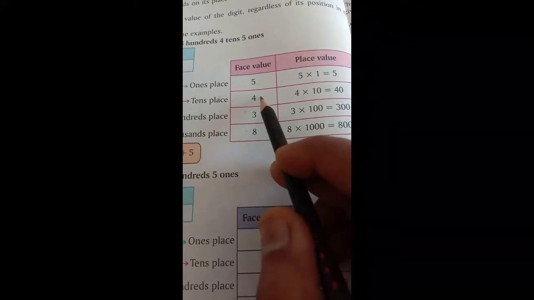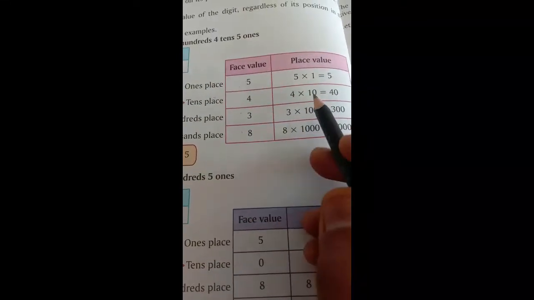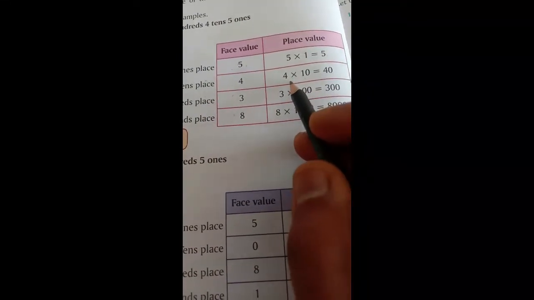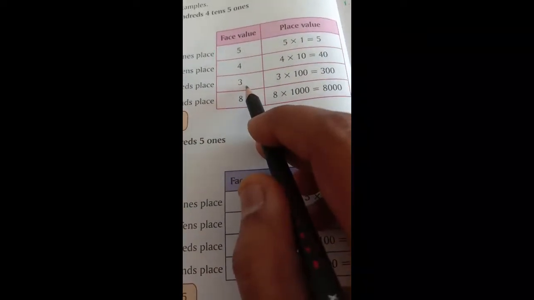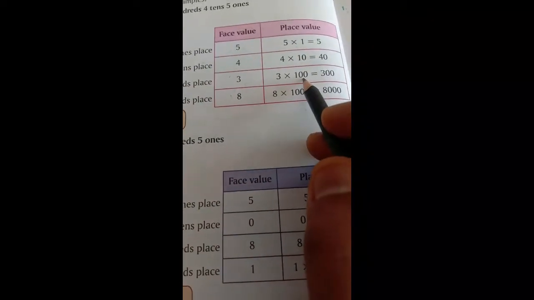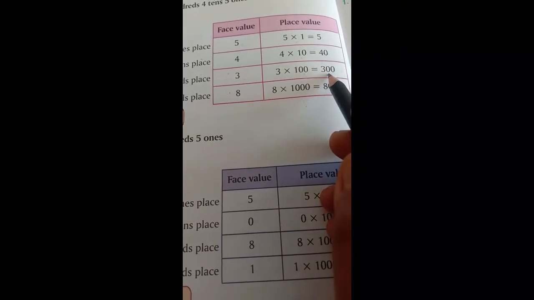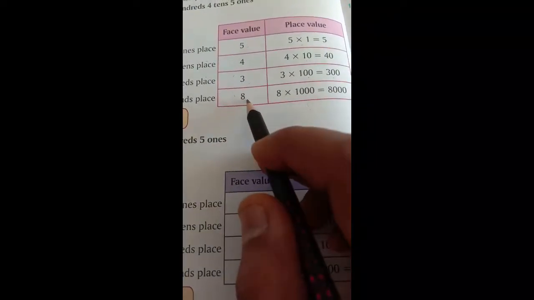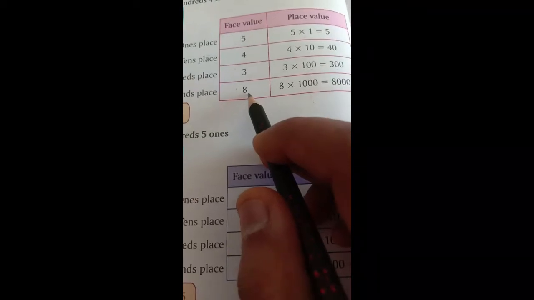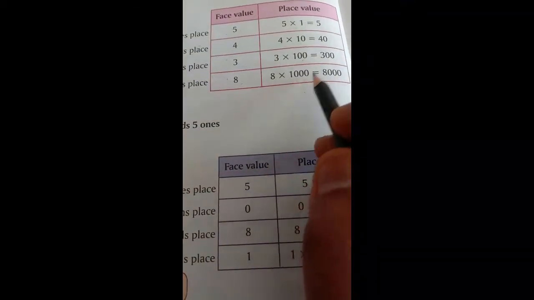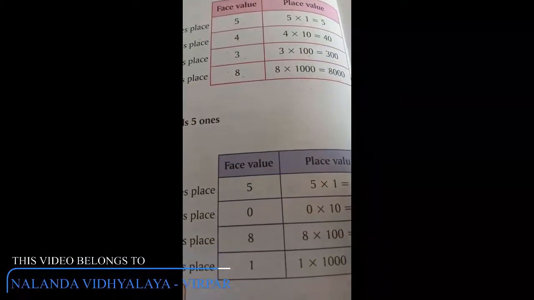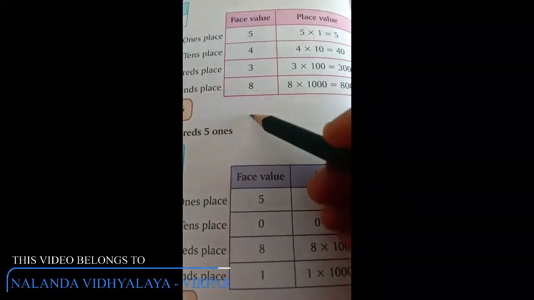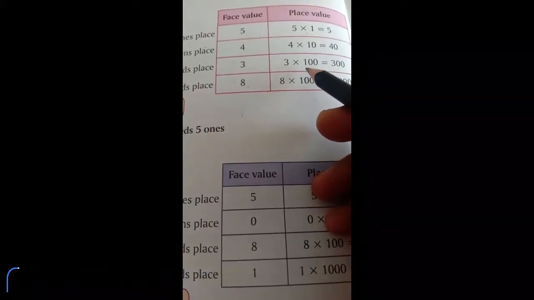Then 4 stands on the place of tens. Tens पे खड़ा है तो हमने उसे 10 से मल्टीप्लाई किया, so it's 40. 3 stands on the place of hundreds, so it is multiplied by 100, so the answer is 300. And 8 stands on the place of 1000, so it is multiplied by 1000, so the answer is 8000. So this is called place value.